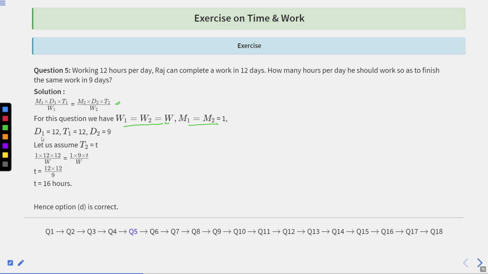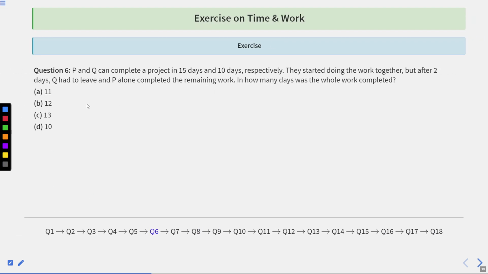D1 is 12 because earlier he used to take 12 days, and the time he spent per day is 12. D2 is 9, and the hours he should spend each day, that we have to find out. Let us suppose it to be T. So 1 times 12 times 12 upon W equal to 1 times 9 times T upon W. When you simplify this, you will get T equal to 16 hours. So the correct option here is option D.